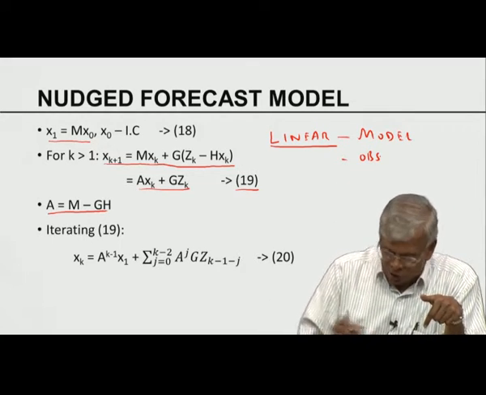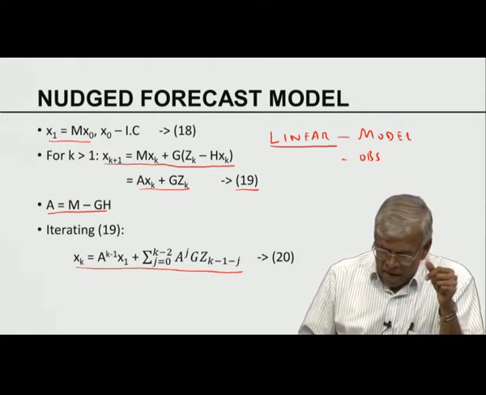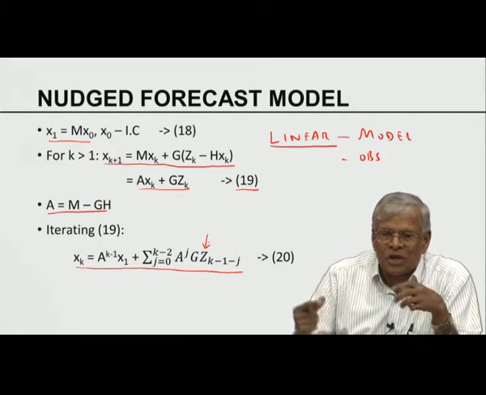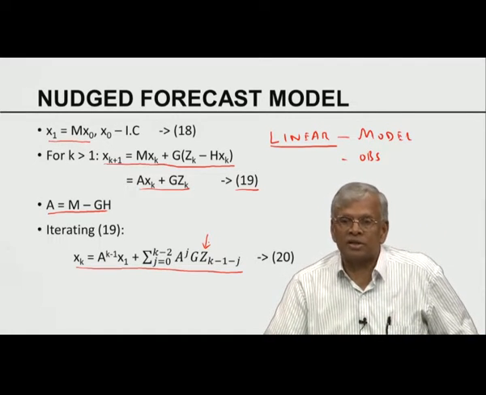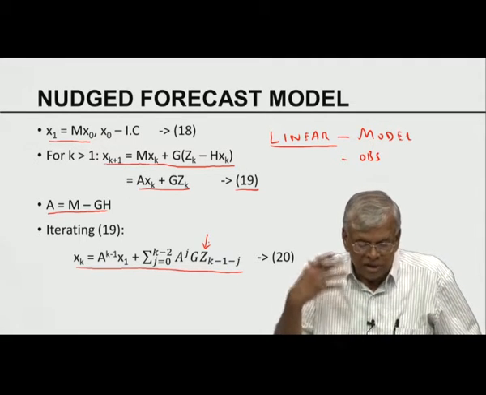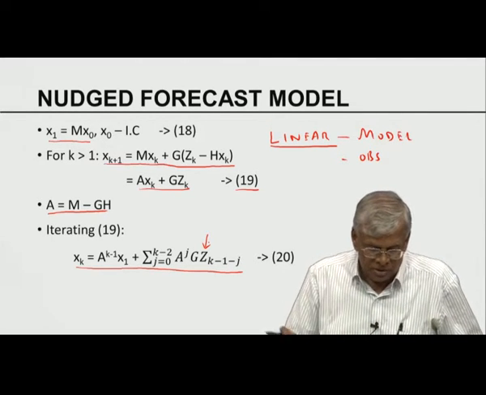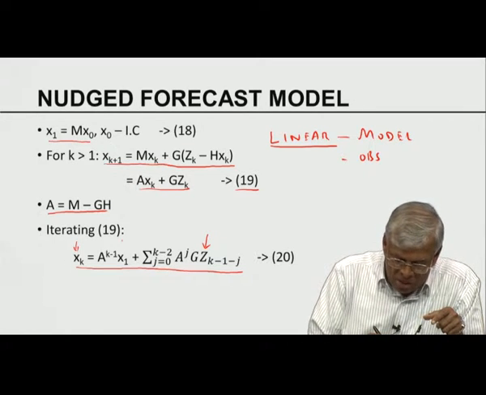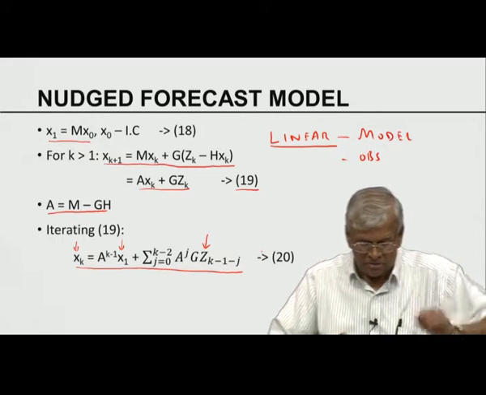So iterating this equation 19, I get this, and z k contains the unknown truth plus noise. So the noise is embedded within the z k term. I hope that is clear. So 20 is obtained by iterating 19. A simple iteration gives you the expression. So what is this expression? The nudged state at time k depends on the state at time x1 plus anything beyond.